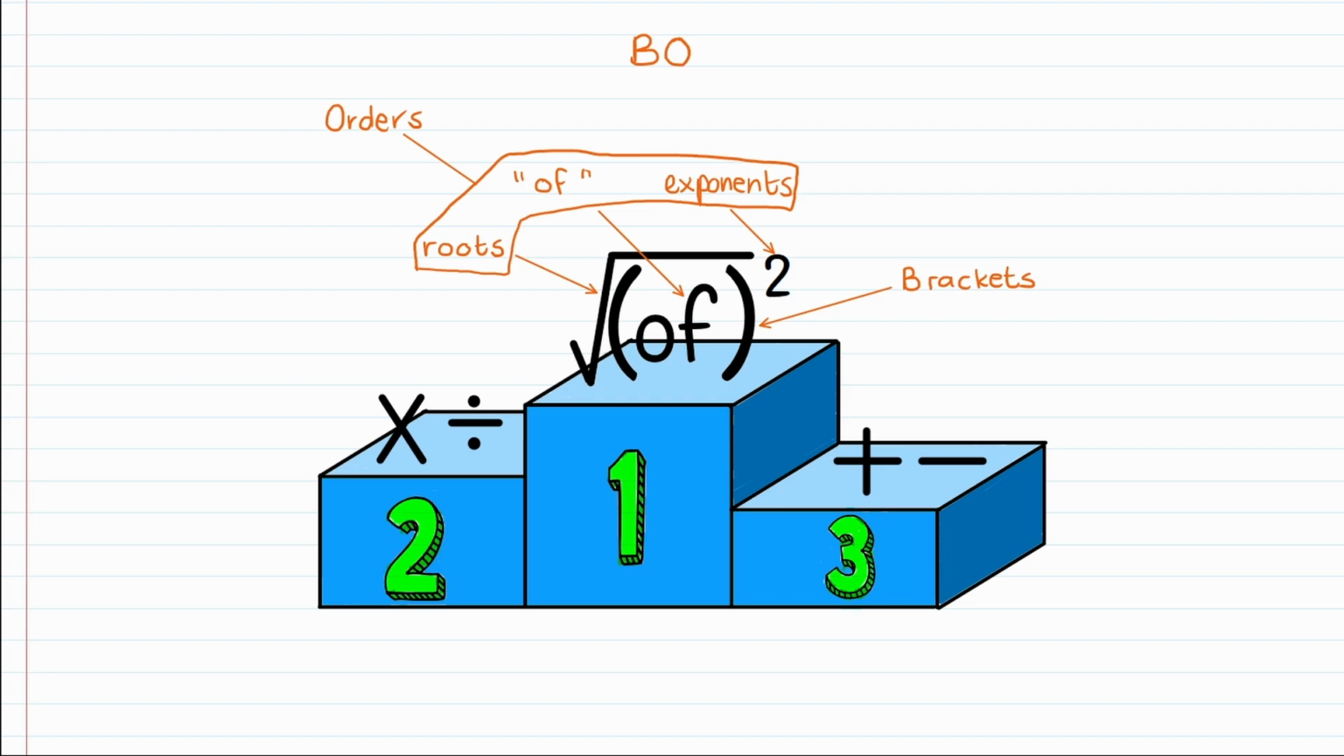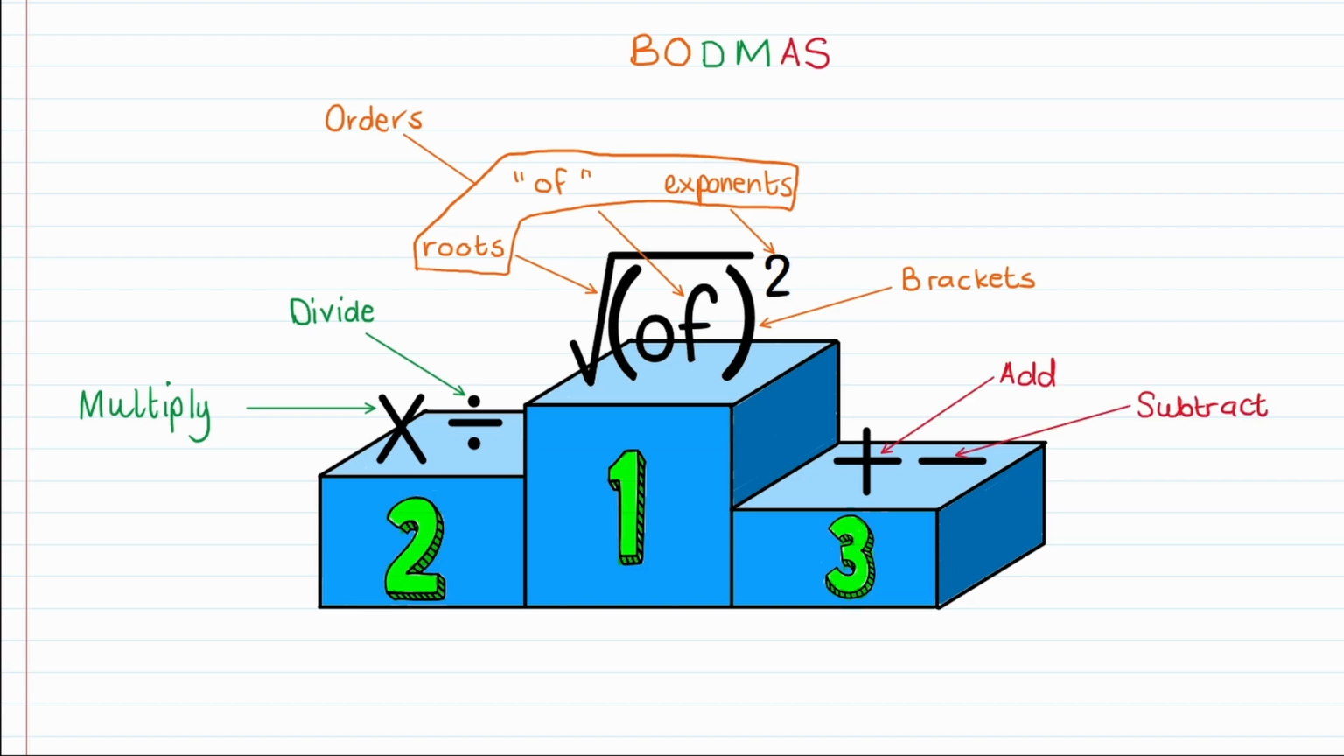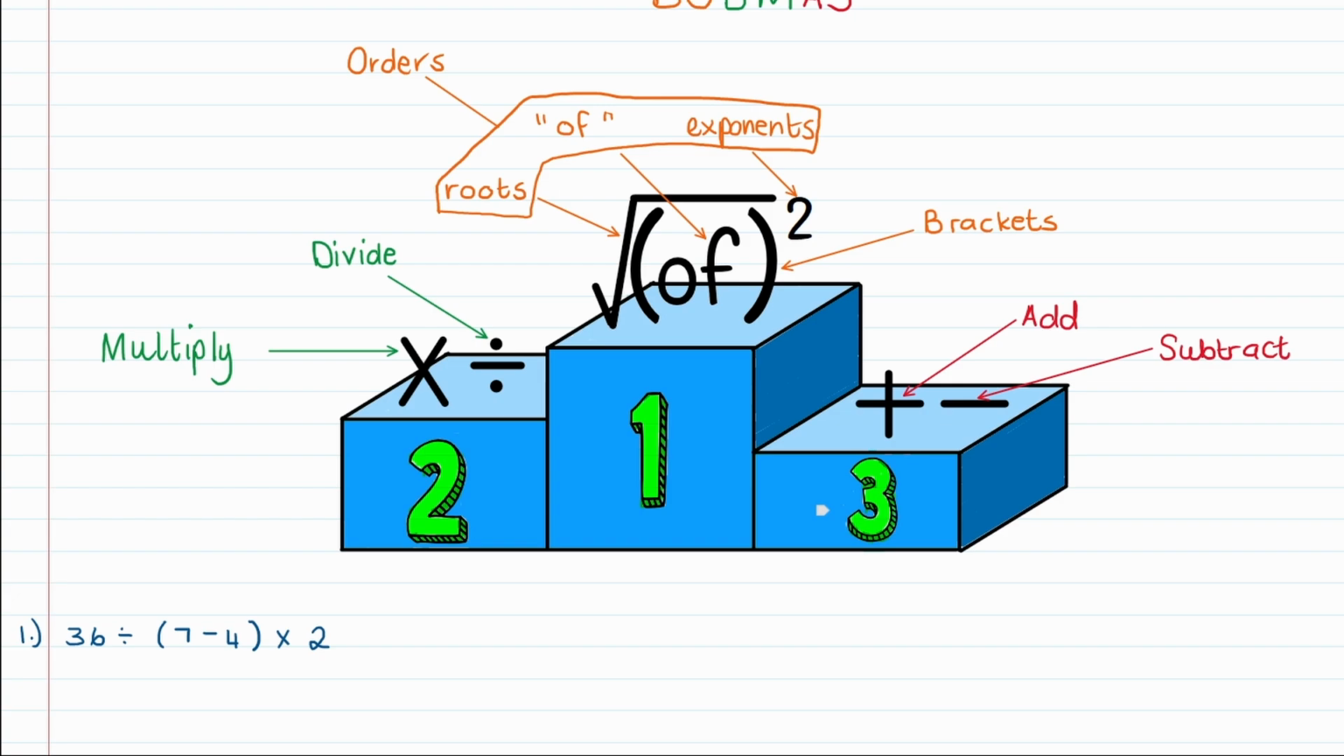Once you have calculated all of these, we then move on to the next group of operations represented by the letters D and M. D stands for divide, and M stands for multiply. Once you've cleared out all the division and multiplication, we then solve the last group of operations, A for add and S for subtract. Let's take a look at this in practice.